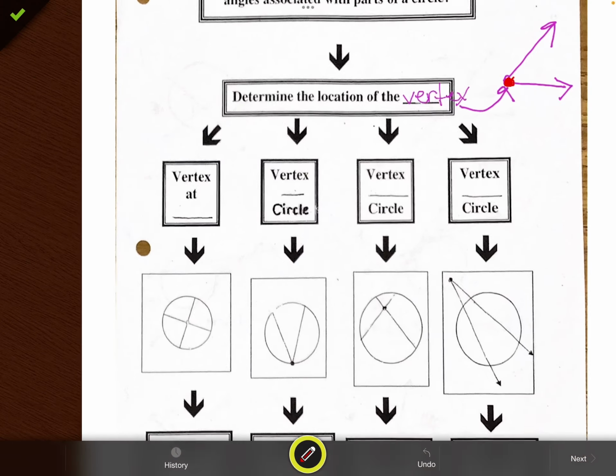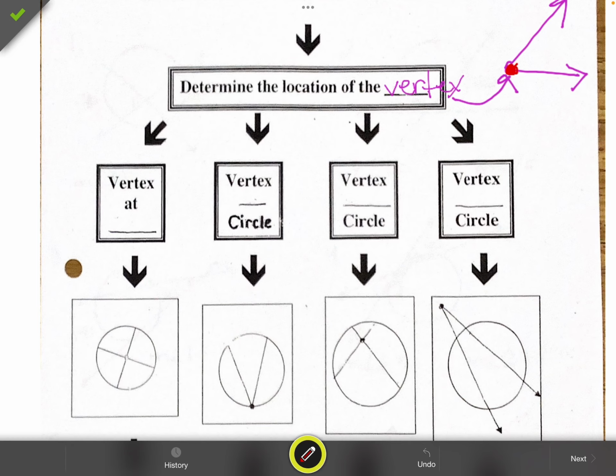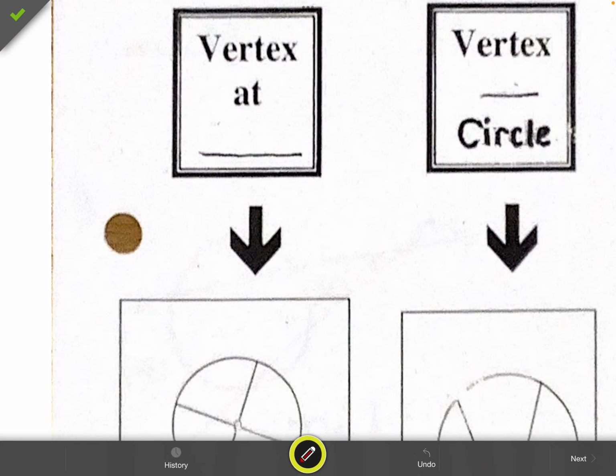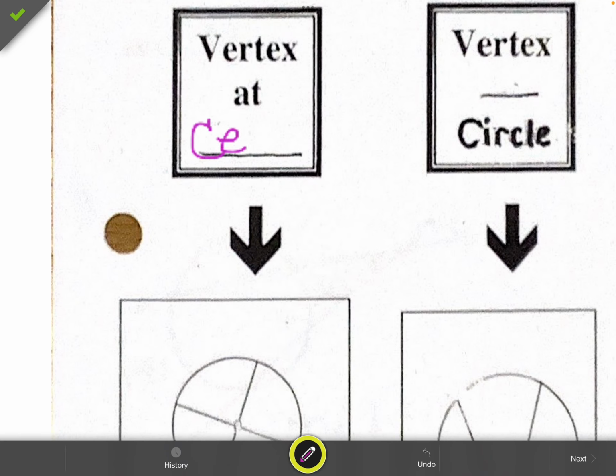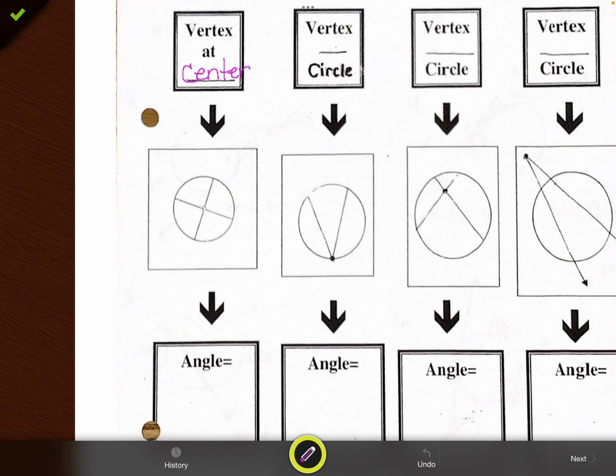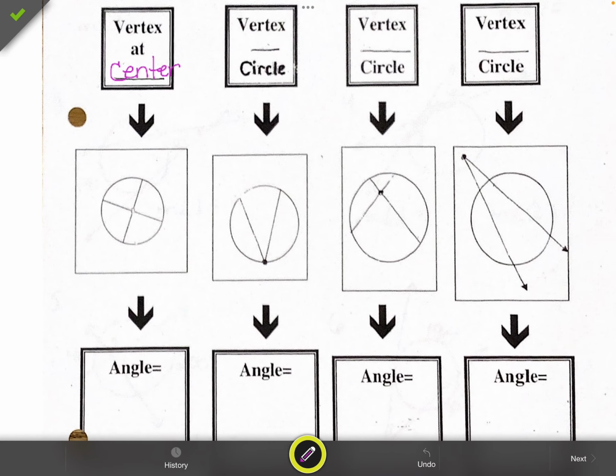So there are 4 different places your vertex can be. And then we have pictures that go with each, and then each one has its own formula. So if your vertex is at the center of your circle, to find the angle measure, there's actually 4 angles here. You can see them. I'm only going to highlight one. I'm going to highlight this one.